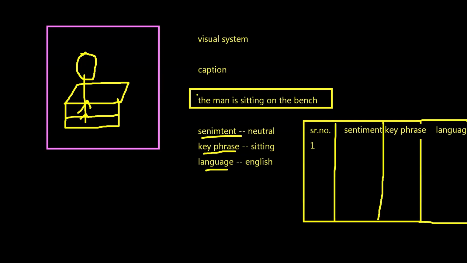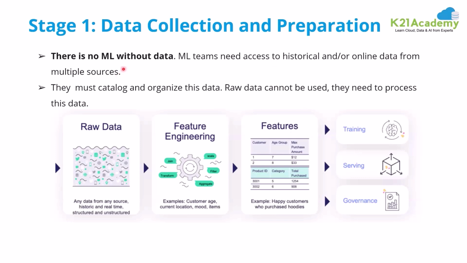Now think about this. There were tons of images, say 1 million images. Think about what we have done. Instead of having an image, we had text, and now we are able to convert this into a tabular format. The point is, there is no machine learning without data. If the data is raw, you need to convert it into a form that your machine learning model can understand, so you need to organize it into a structured format.